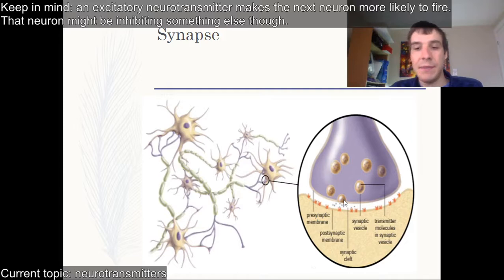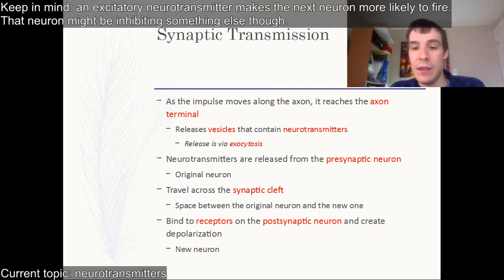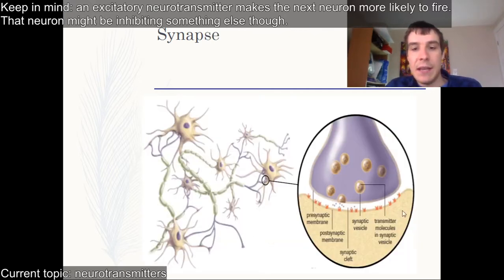To give you an example of how quickly they get across that cleft, even your reflex actions like touching a hot stove and pulling your finger away require at least one step of synaptic neurotransmission. Actually, I think it requires at least two. They bind to receptors on the other side, and that creates some kind of response in the other neuron. It can make it more likely to fire or less likely to fire, depending on which neurotransmitter it is.